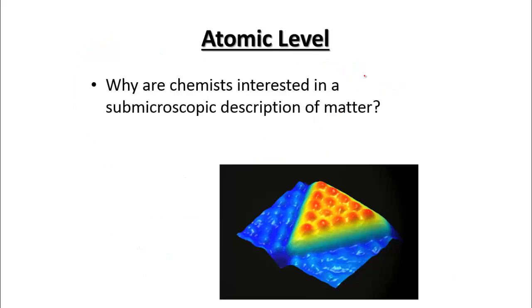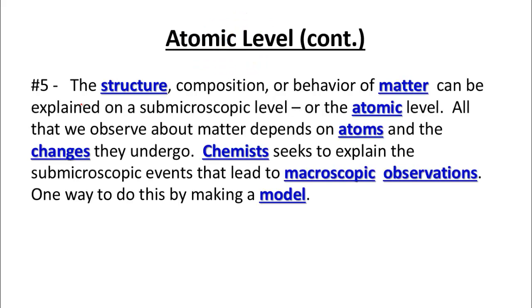In chemistry, we like the sub-microscopic scale, or the atomic level. The atomic level is when we look at the atoms. We focus on even things that we can't see. So on number 5 in your notes, the structure, composition, or behavior of matter can be explained at the sub-microscopic level, also called the atomic level. All that we observe about matter depends on atoms and the changes they undergo. Hence, you're taking chemistry, studying atoms and the changes they undergo. Chemistry seeks to explain the submicroscopic events that lead to the macroscopic events that we can see.